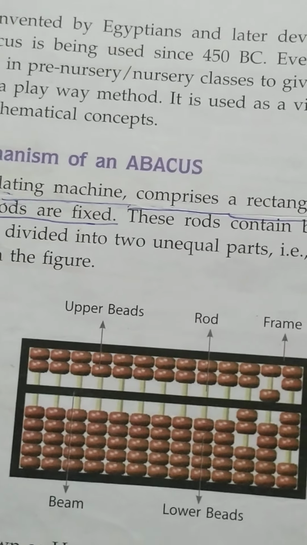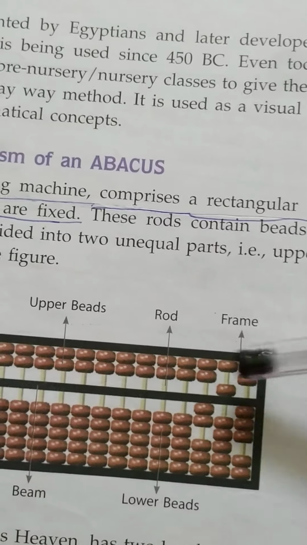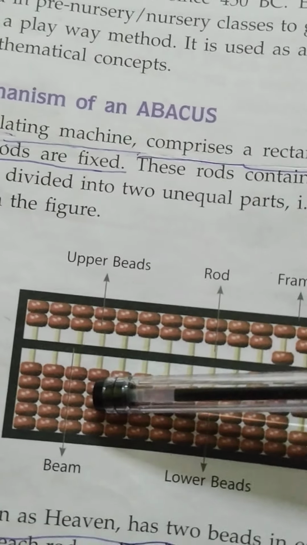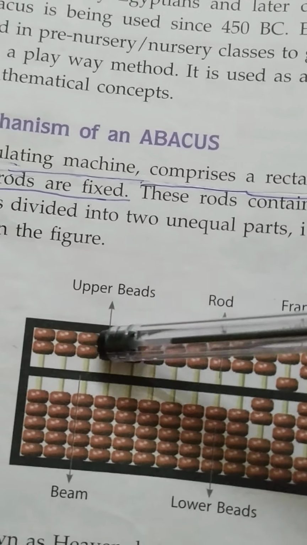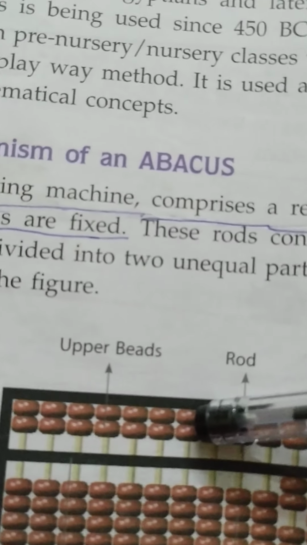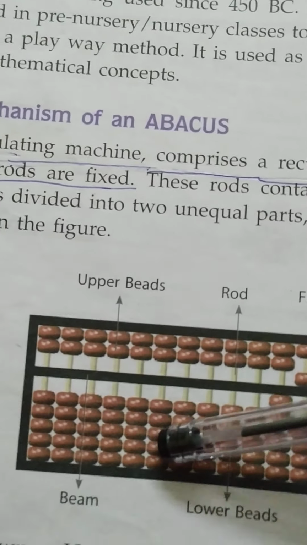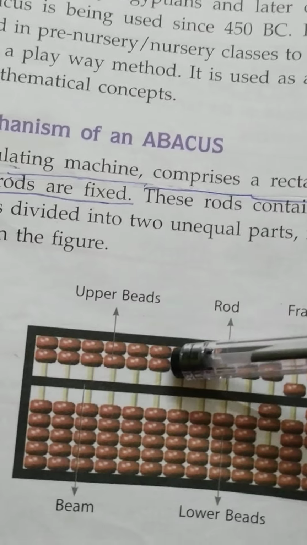Beads are there. The rectangular wooden frame is divided into two unequal parts. See, this is one part, the upper part, and this is the lower part. Okay, we have already discussed this in the morning class. This is the upper part, which is called heaven. It is also called the upper deck, and the lower part is also called the lower deck. Okay, so this is called heaven.